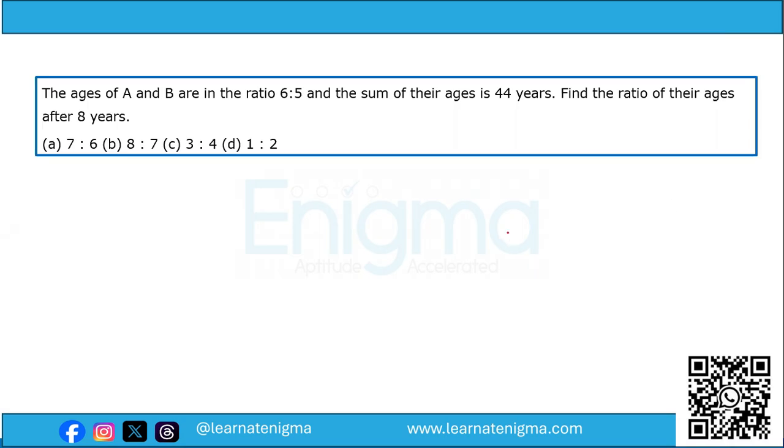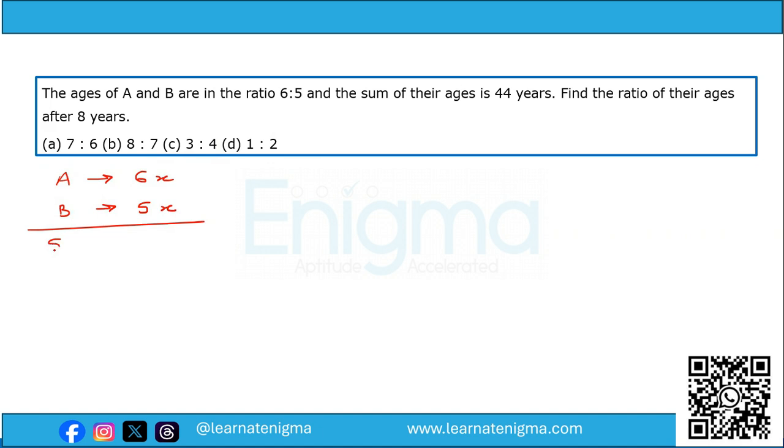The ages of A and B are in the ratio 6:5, and the sum of their ages is 44 years. Find the ratio of their ages after 8 years. Now, let's assume the age of A to be 6x and B to be 5x.